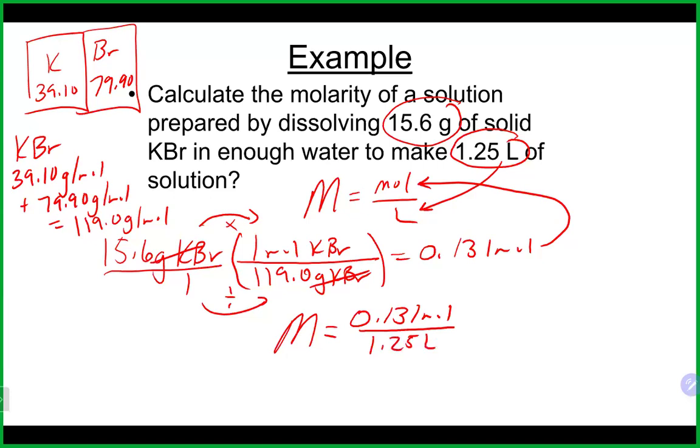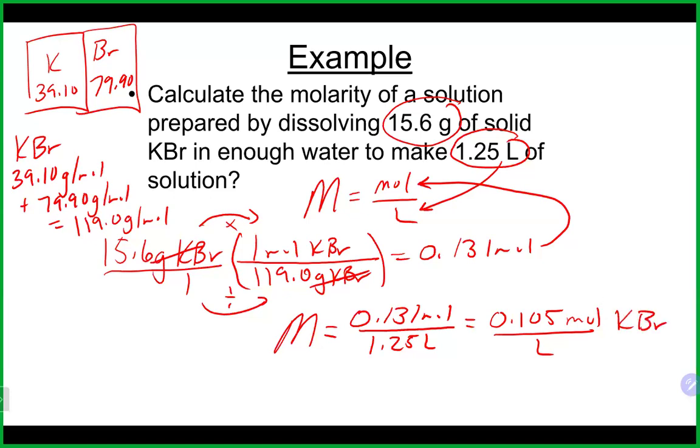And again, if it was not in liters, but milliliters or some other unit, you do need to convert it to liters before you go into here. And we'll divide our moles there by 1.25. And that will get us 0.105. Now, in terms of the units, they do not cancel. So the number always stays with the moles part, and it's always per 1 liter. And then you put what it is here, KBr.